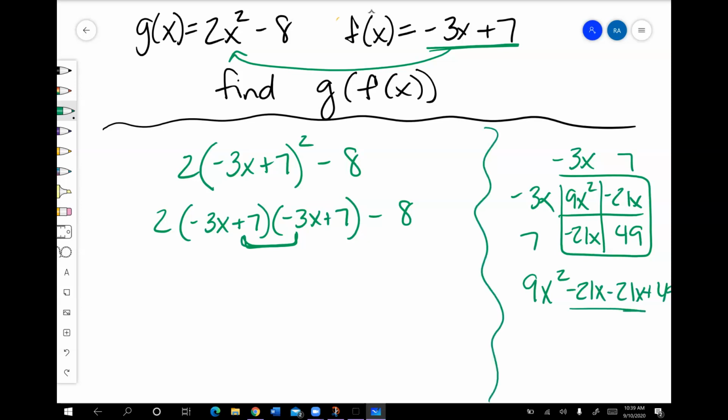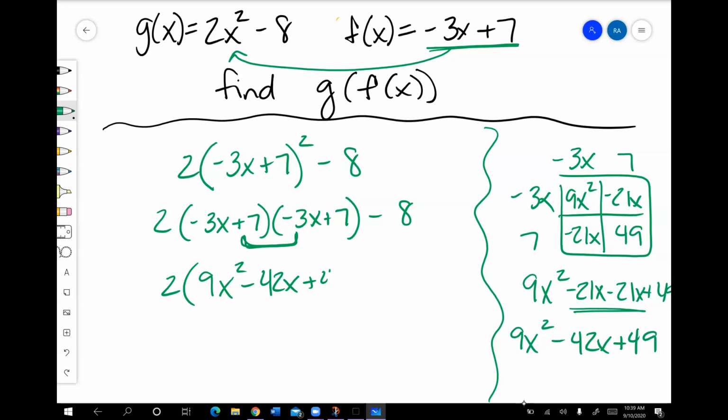Combine your like terms, which will be the 21x's. And then we'll have 9x squared minus 42x plus 49. So I now can replace those 2 quantities. I can't get rid of the parentheses because I have that 2 on the outside. Okay? 9x squared minus 42x plus 49.